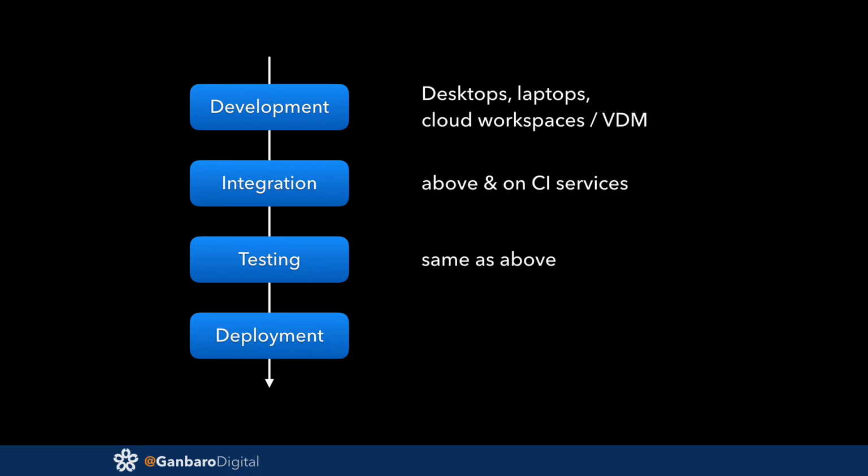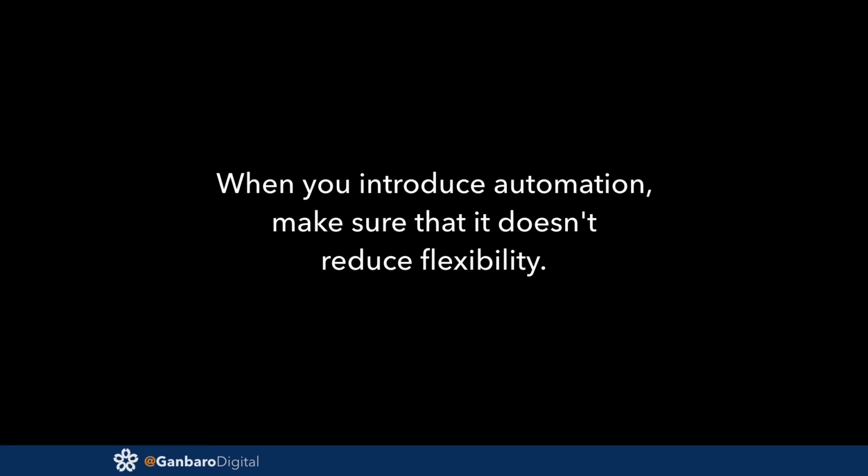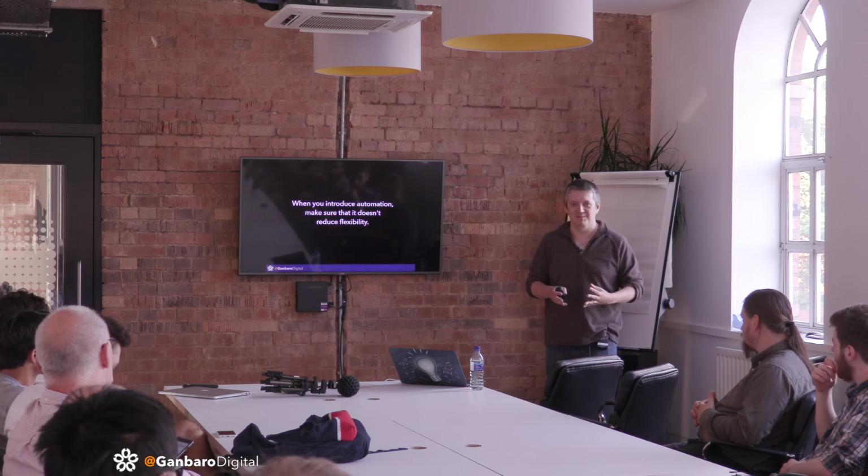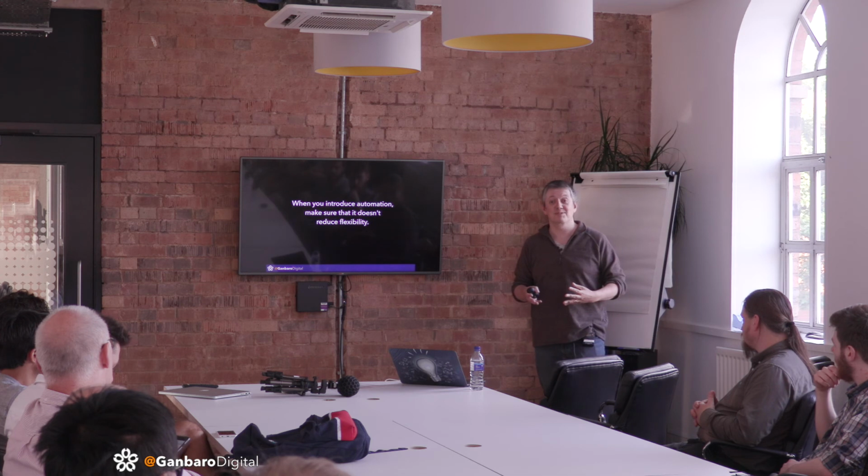Testing needs to happen wherever we're doing development and integration, and we need to be able to deploy from any of these places as well. We need to be able to do all of these things. So it's important that if this talk inspires you, and I hope it does, to go away and investigate automation and maybe start making some changes in your organizations, make sure when you introduce automation, you're not reducing your flexibility at the same time, because you'll come to hate automation with a passion.